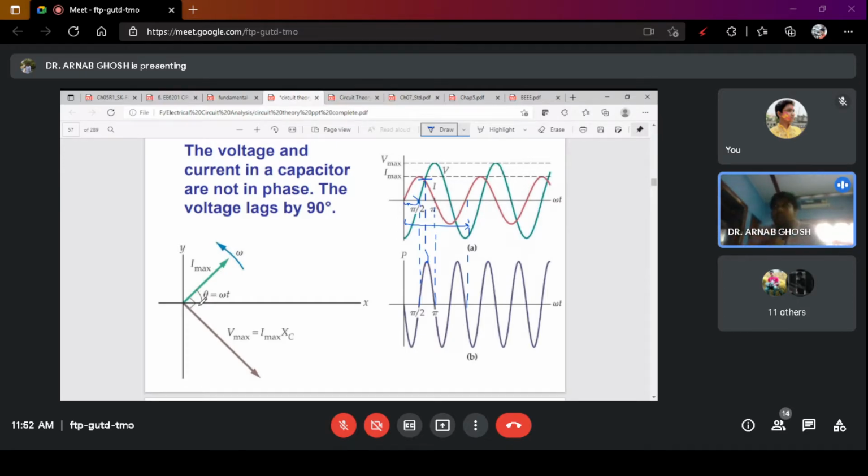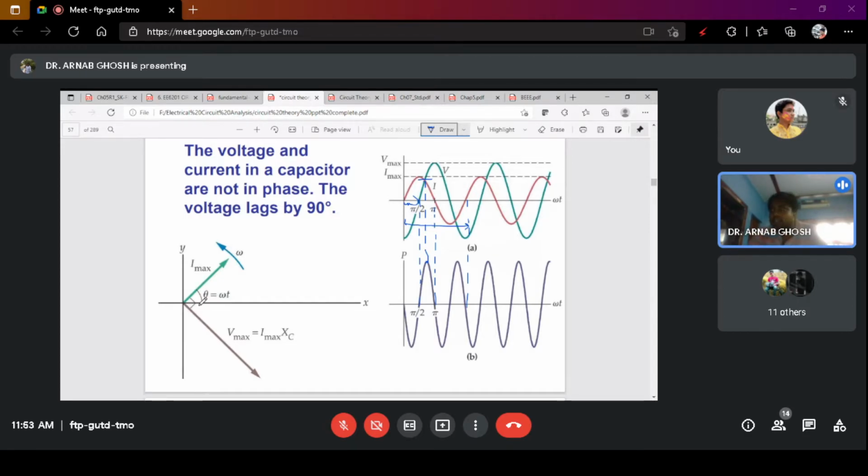So try to understand the difference between a capacitive circuit and a purely capacitive circuit. When I am talking about a purely capacitive circuit, that means it consists only of capacitance. When I am talking about just a capacitive circuit, it consists of both a capacitance in association with a resistance. Similarly for the inductive circuit and purely inductive circuit. A purely inductive circuit will consist only of inductances.